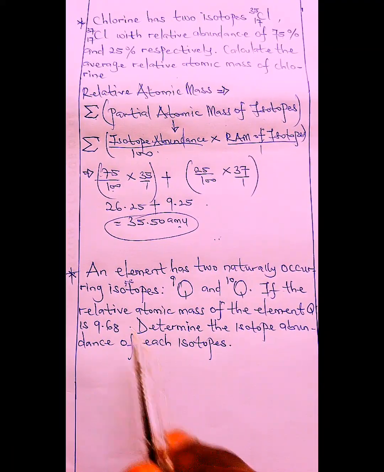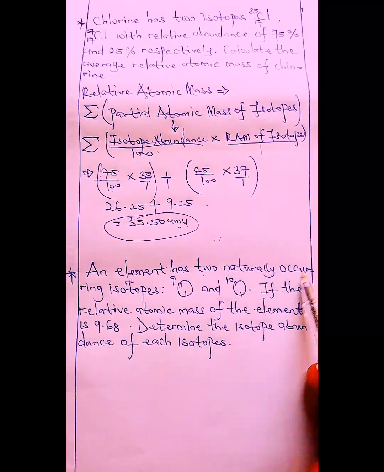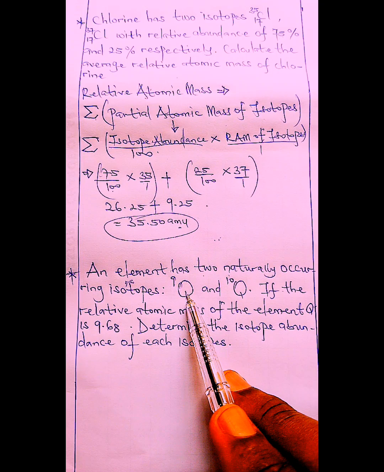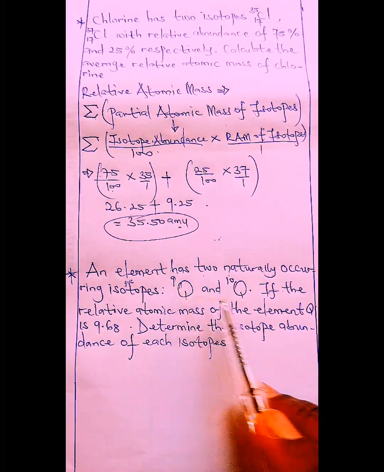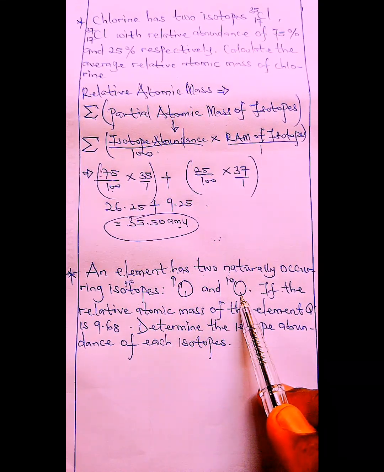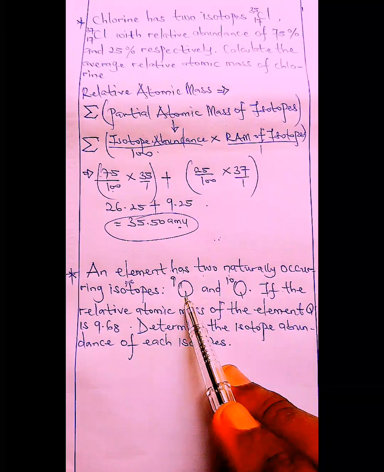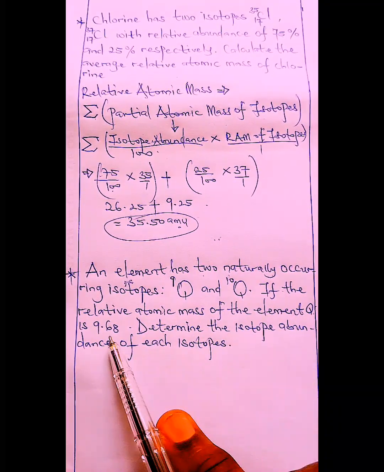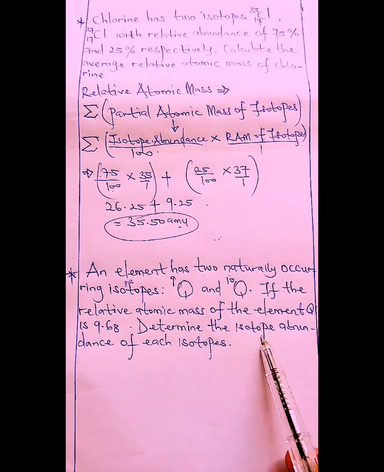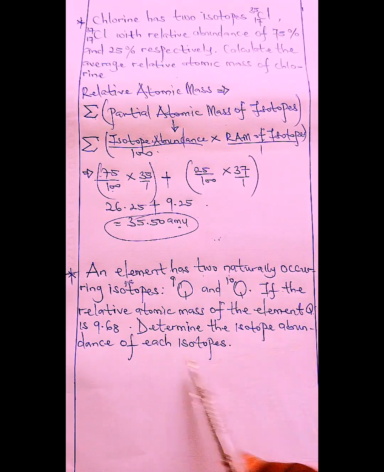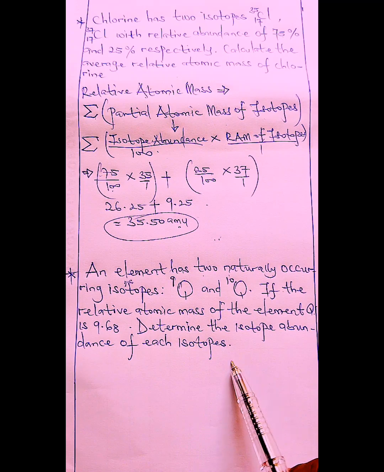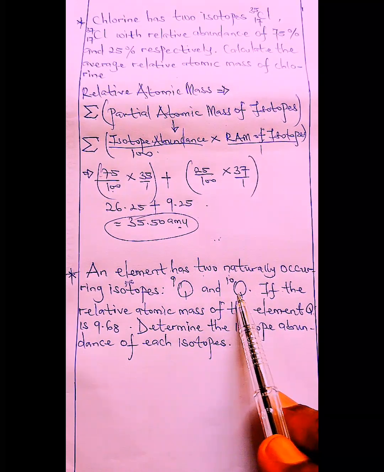Example 2: an element has two naturally occurring isotopes. Now look at the elements. The first isotope has an atomic mass unit of 9, and the second isotope has an atomic mass unit of 10. That's an element Q. If the relative atomic mass of the element Q is 9.68, determine the isotope abundance of each isotope. Now don't forget, we have to get the percentage portion of each of those isotopes in nature.